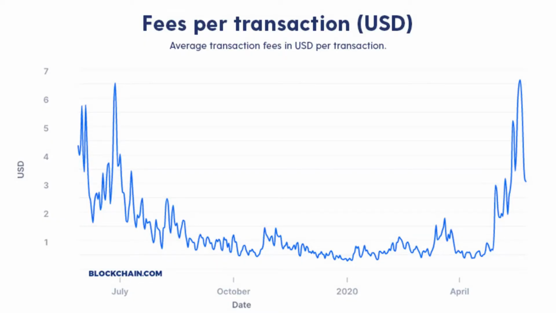So in this little chart here, you'll see roughly over time what the fees have been per transaction for Bitcoin. As you can see, as of now, it's hovering around the $4 mark per Bitcoin transaction.